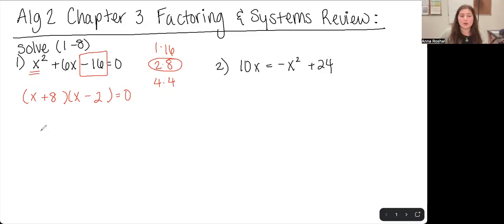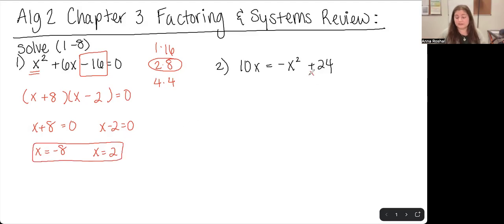So I'm going to go plus 8 minus 2. And because it says solve instead of just factor, what I need to do is actually set each of these equal to 0. So I'm going to have x plus 8 equals 0, x minus 2 equals 0. So x is going to be negative 8 and x is going to be regular 2. And that's it. I'm done for this problem.